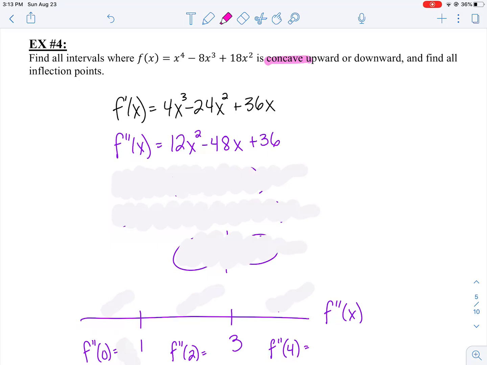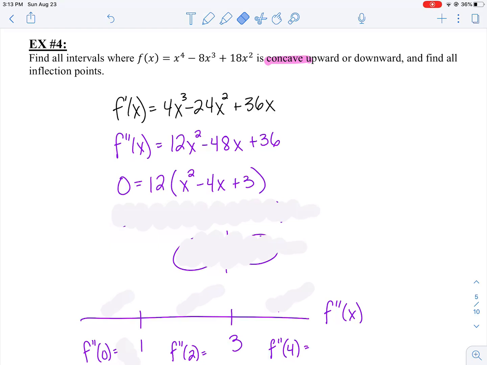Well, when we do it with our second derivative, they are possible points of inflection. They're not points of inflection yet, unless there's a change in concavity. But in order to find those possible points of inflection, we've got to figure out where that second derivative equals 0, or maybe where it doesn't exist.